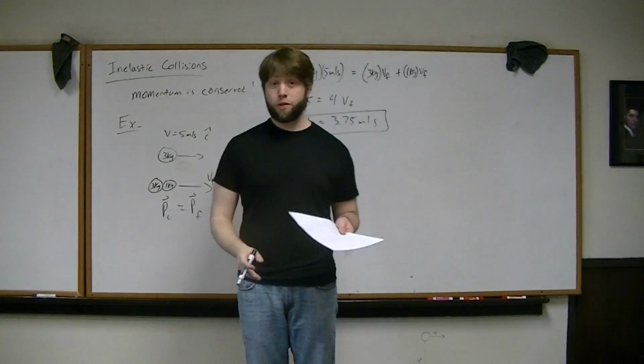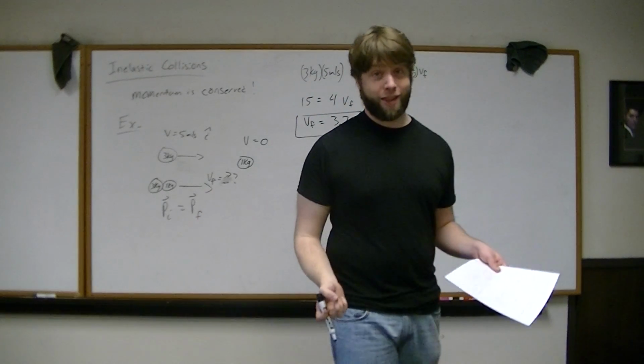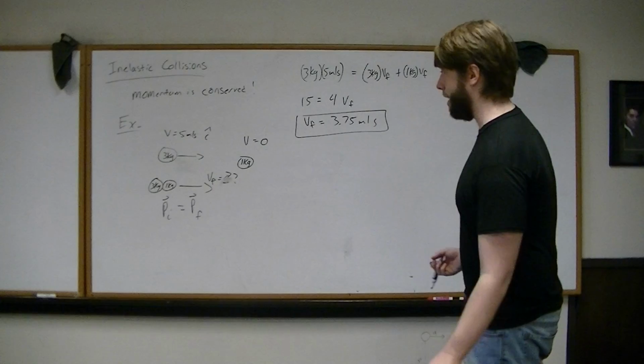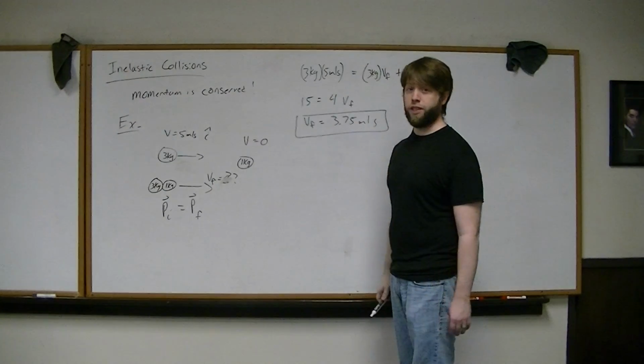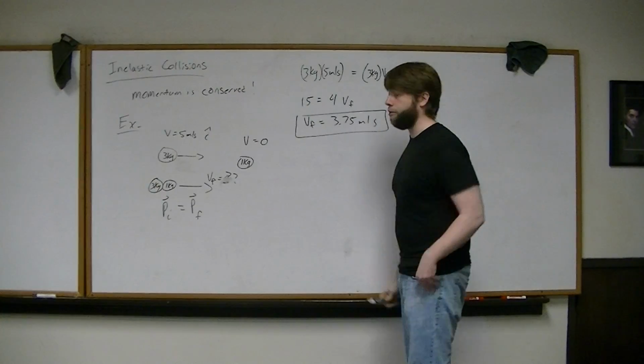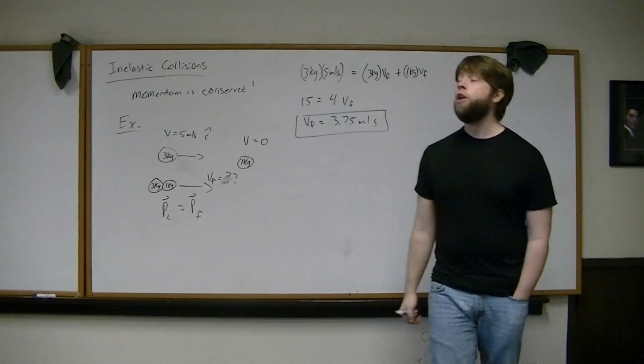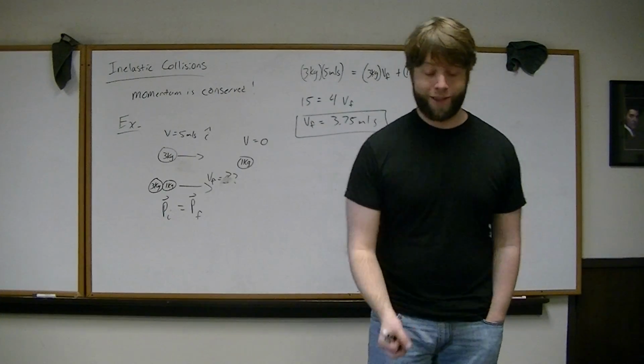What's really nice about these problems is you can go back and check them to see if you did in fact have momentum conservation. 3 times 5 is 15. 4 multiplied by 3.75 is also 15. So we got momentum conservation in this case.